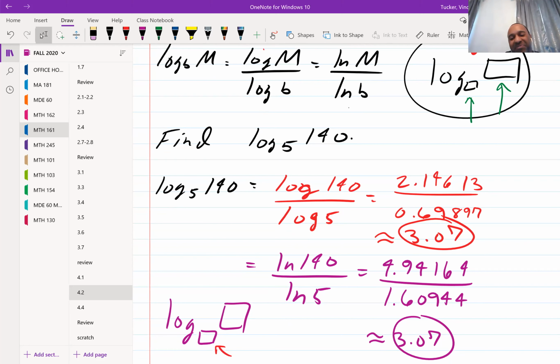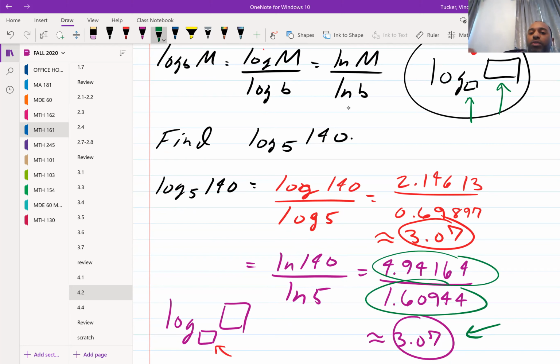All right. Well, let's go ahead and finish it off. We got the natural log. If you decide to use natural log instead of common log, then you can do the natural log of 140 over the natural log of 5. Now you'll start off, you initially get two different numbers, but you'll still get the 3.07 once you're finished.